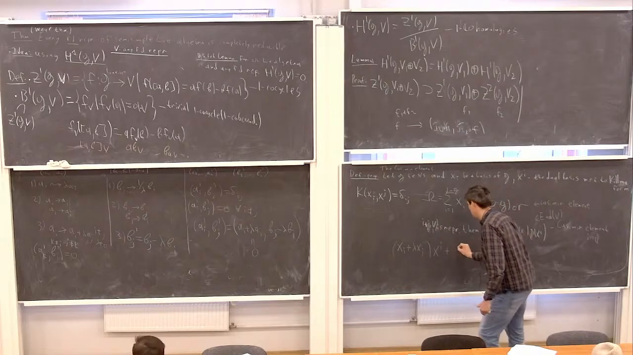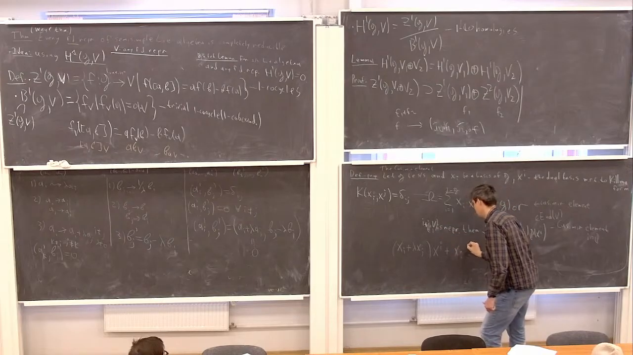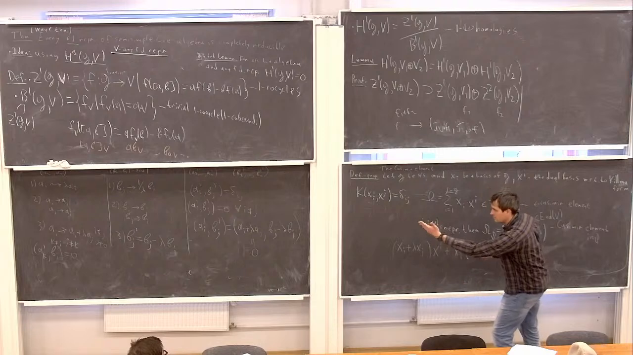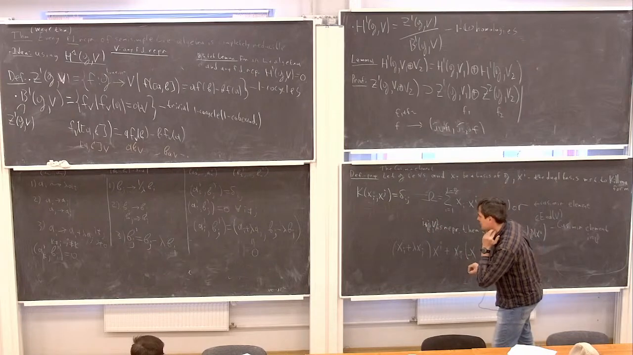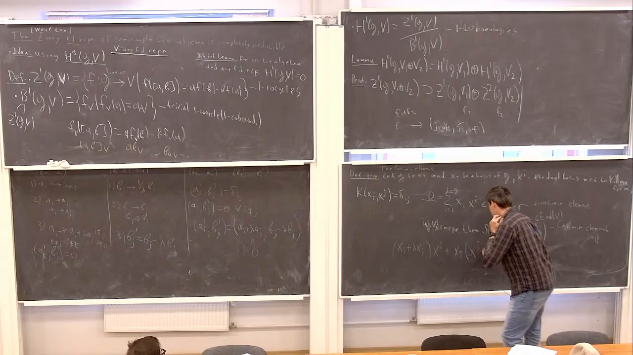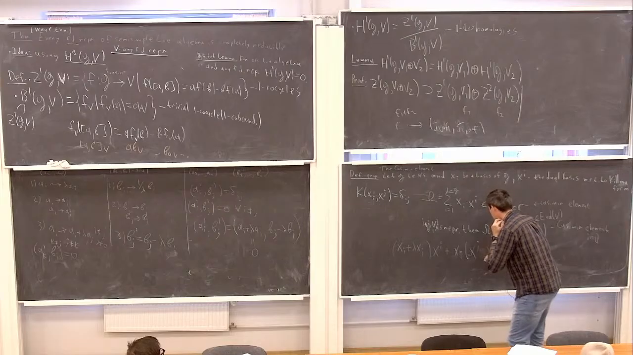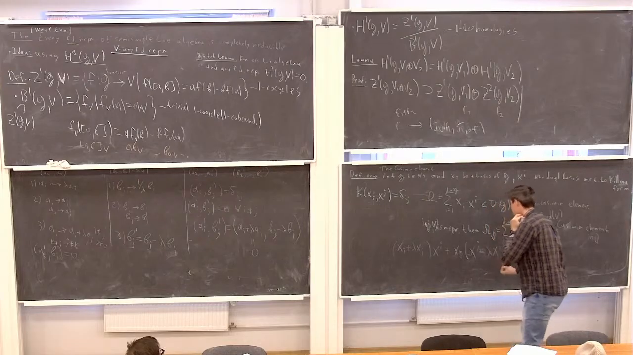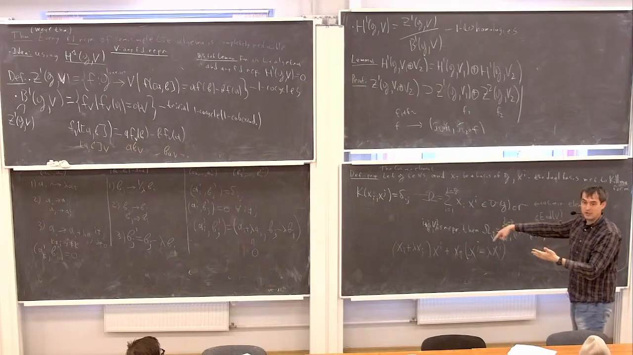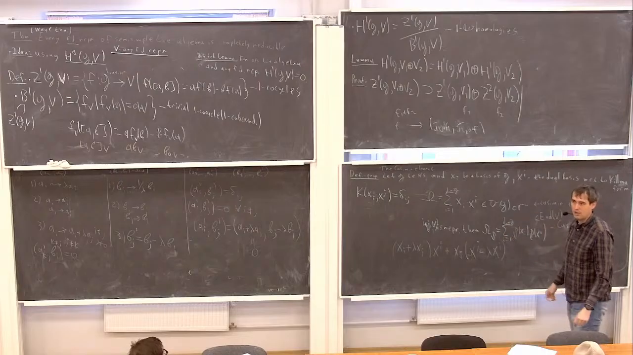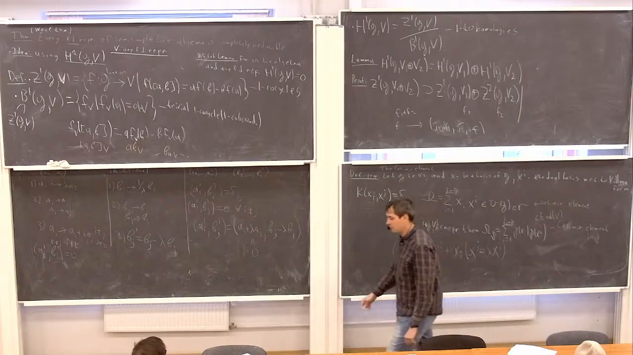Plus xi times, okay, this, right? x_j plus lambda, x_j minus lambda x_i. And we see that the cross terms cancelled. So our element does not depend on the choice of basis.